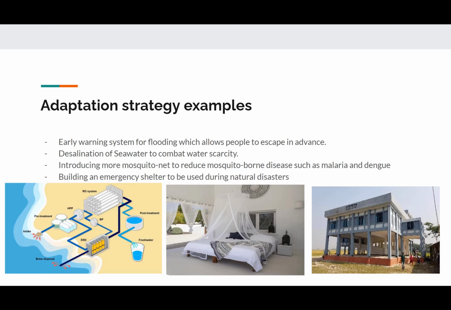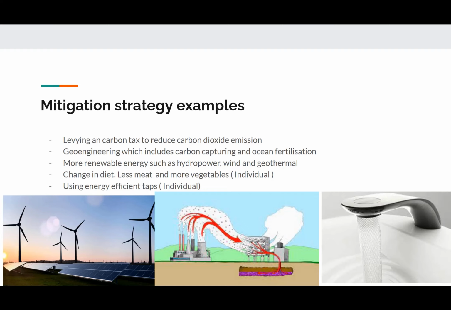These four examples all contribute to reducing the damage caused by climate change, but they don't solve the problem of climate change itself, as the extreme weather still continues to occur even though we try to come up with these solutions. That's why there's a mitigation strategy.